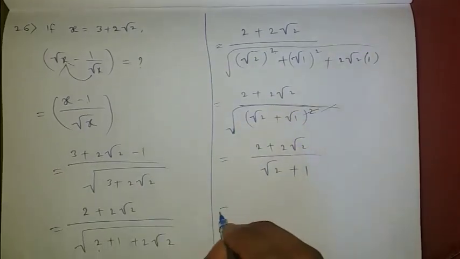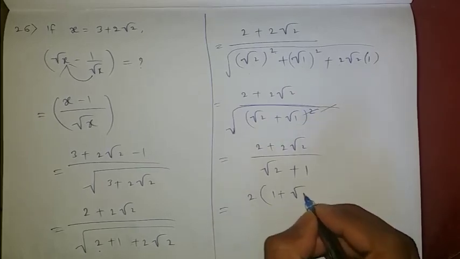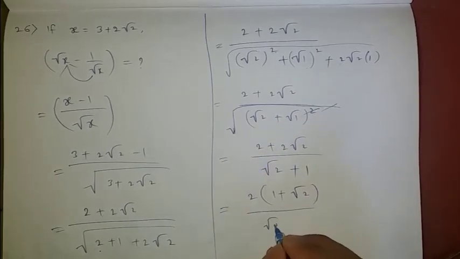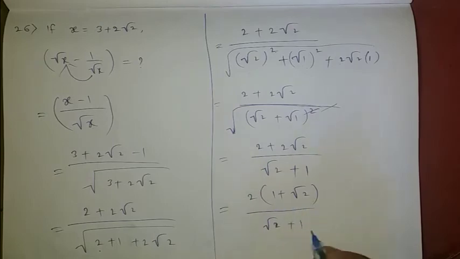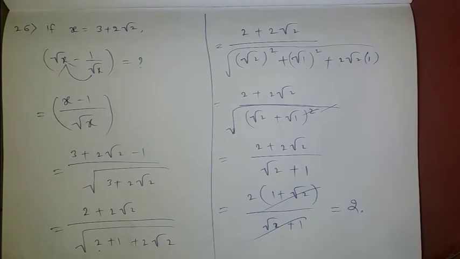Now from the numerator I am taking 2 common. If we take out 2 common, it remains with 1 plus root 2 divided by root 2 plus 1. 1 plus root 2 and root 2 plus 1 are both the same. So these will get cancelled. So we remain with 2.